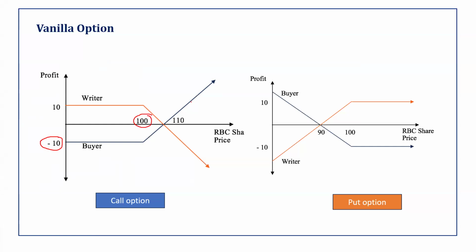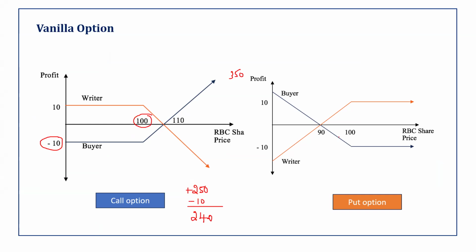So assuming this particular share, RBC share, goes to 350, the holder can receive 250. That means whatever the appreciation happens above the strike price, that much money the writer will have to pay. So the holder will get a cash flow of 250. Now the holder has paid 10. So the holder makes a gain of 240. So this is in case of a call option.